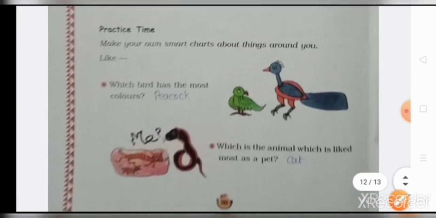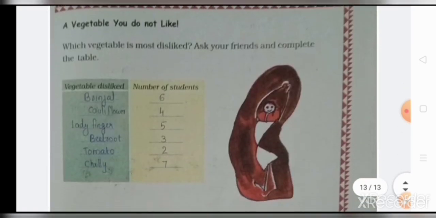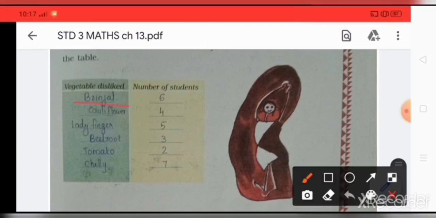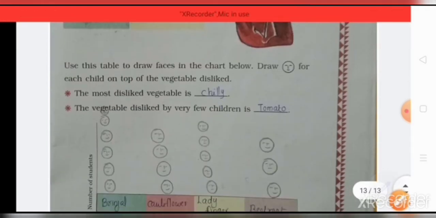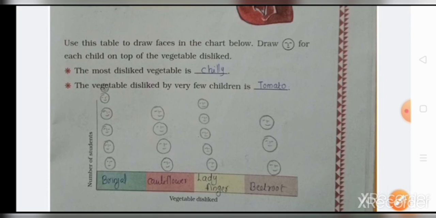Practice time. Make your own smart chart about things around you, like which bird has the most colors, which animal is liked most as a pet, or which vegetable you do not like. Which vegetable is most disliked? Ask your friends and complete the table. Vegetable disliked: brinjal, number of students 6. Cauliflower 4 students. Ladyfinger 5 students. Beetroot 3 students. Tomato 2 students. Chilli 7 students.